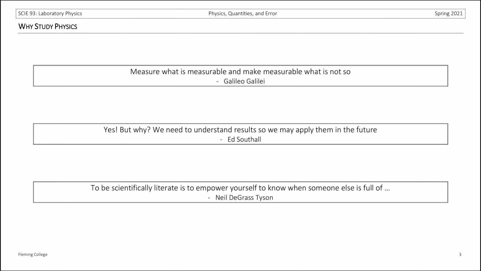But I like to take a more general view to why do we study physics, and we think about what physics is doing. I like what Galileo had said. The role of physics is to measure what is measurable and make measurable what is not so. We use experiments to provide data that allows us to discover facts that aren't accessible to us. So we measure what's actually accessible to us, then we create calculations that let us understand what we couldn't measure.